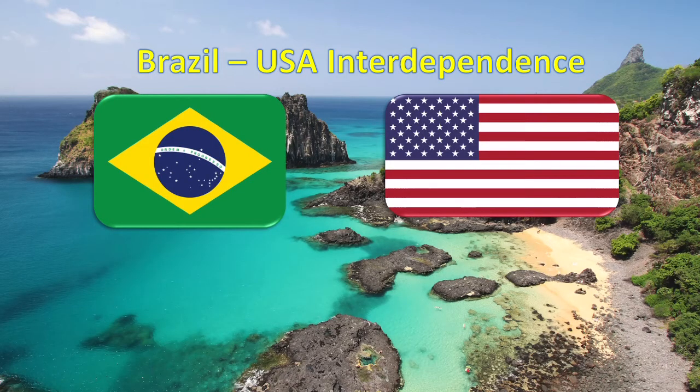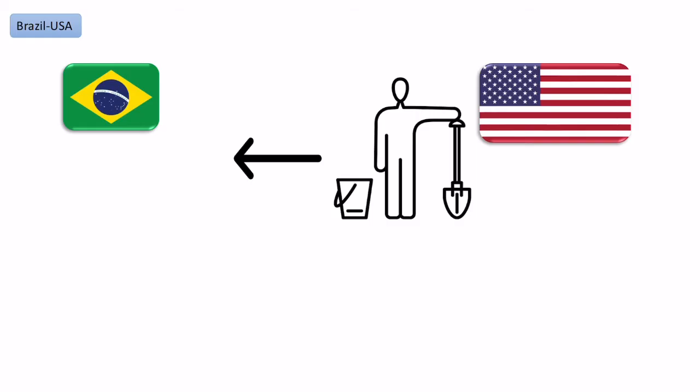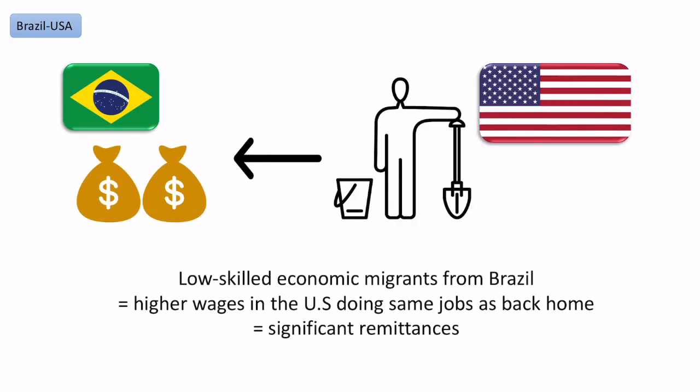So we see in that last case example that there is kind of social but also economic interdependence between the two countries. And now I'm going to look at the interdependence between Brazil and the USA. So one way that there is economic interdependence is that there's lots of low-skilled economic migrants from Brazil. They go to America and they can get higher wages by essentially doing the same jobs that they do back in Brazil, and then they can send significant remittances back to Brazil, which helps the Brazil economy.